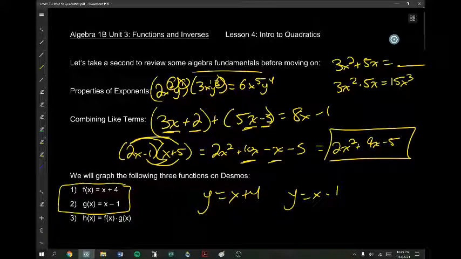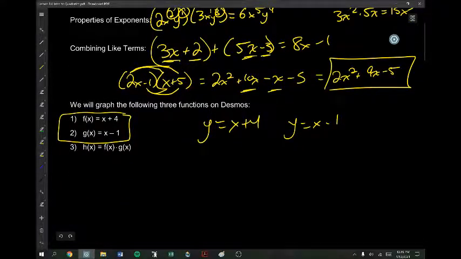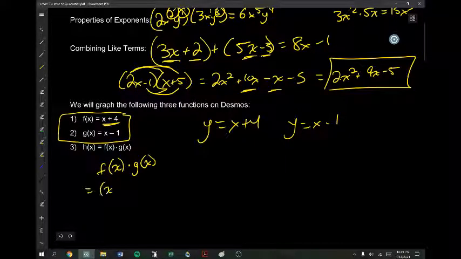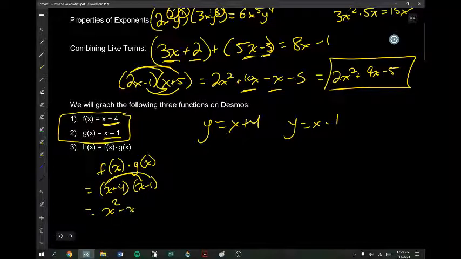Now I said that we did f of x times g of x. Let's calculate that. f of x times g of x would be this expression times this expression, which becomes x squared minus x plus 4x minus 4. Combine your like terms here. It becomes x squared plus 3x minus 4.